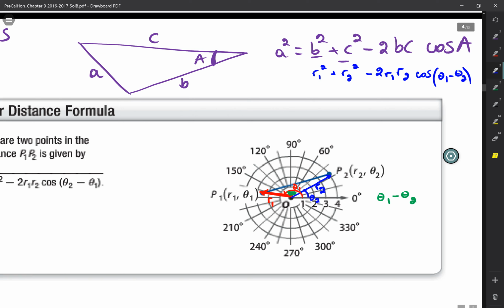Why is it 2R1? That's just the formula. Right? That's the law of cosines formula. Okay, what if I messed up? So what if I messed up and I did theta 2 minus theta 1 instead? What happens?